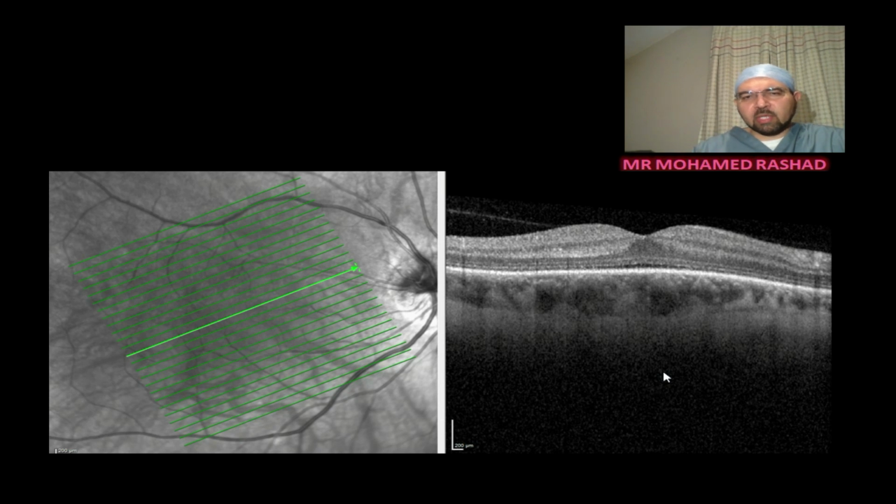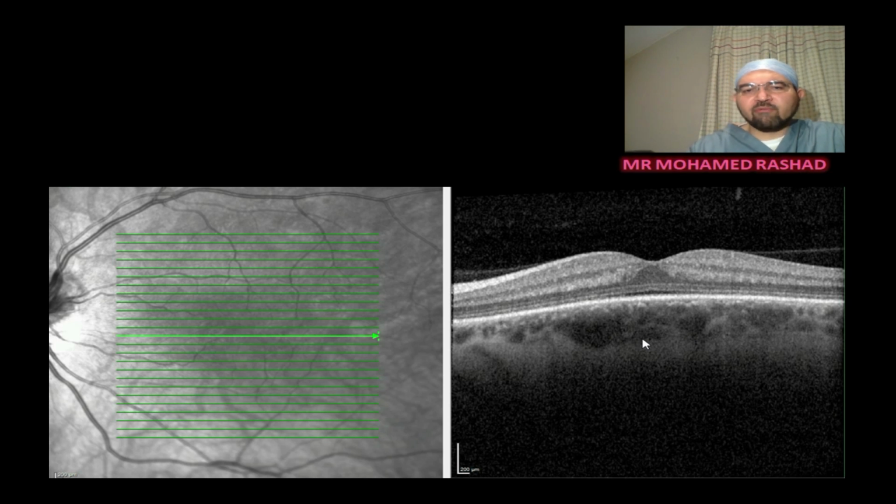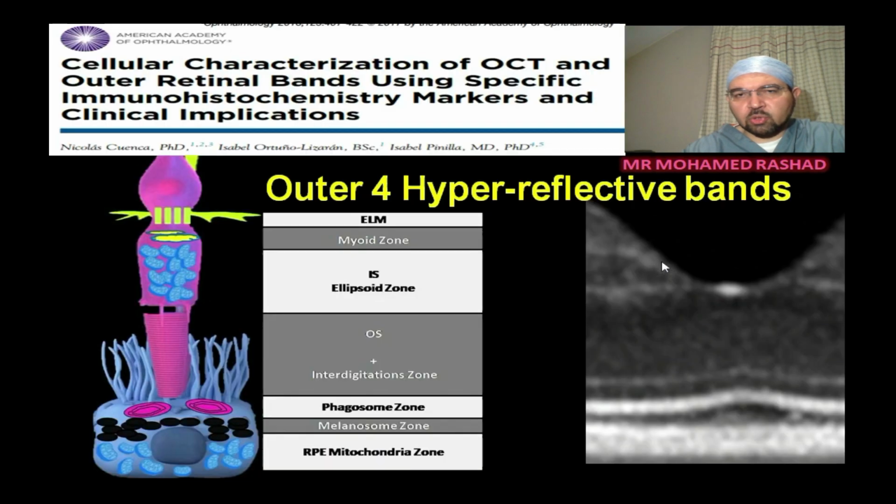So this is one of our cases that have tilted disc as well. And if you see here, you can identify that the Henle fiber layer is thicker on this side, but this is not a pathology. This is just orientation of the light during the acquisition of the image from the OCT scan. And if you take a horizontal scan in the same patient, you can find that the Henle fiber layer here is slightly more hyper-reflective than usual, but it is equal thickness on both sides. So you have to identify this, not to interpret it as a pathology.